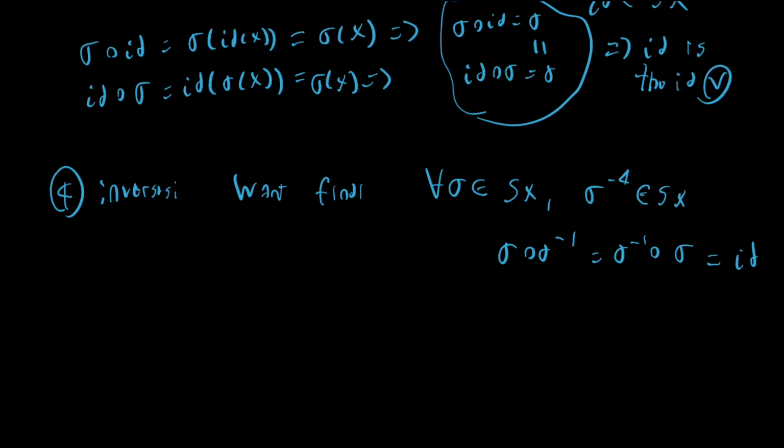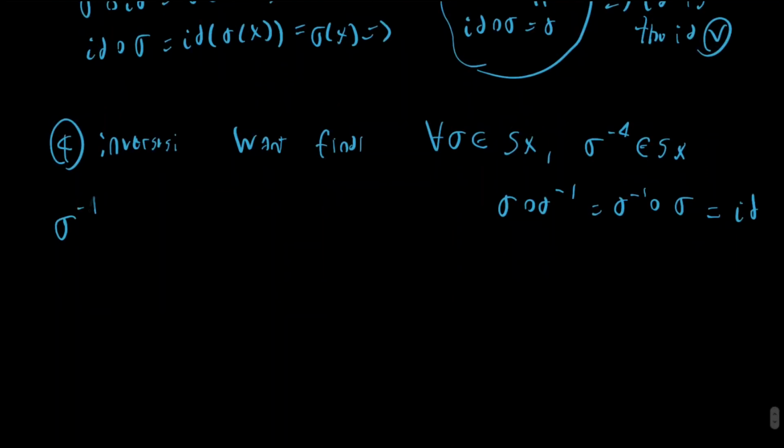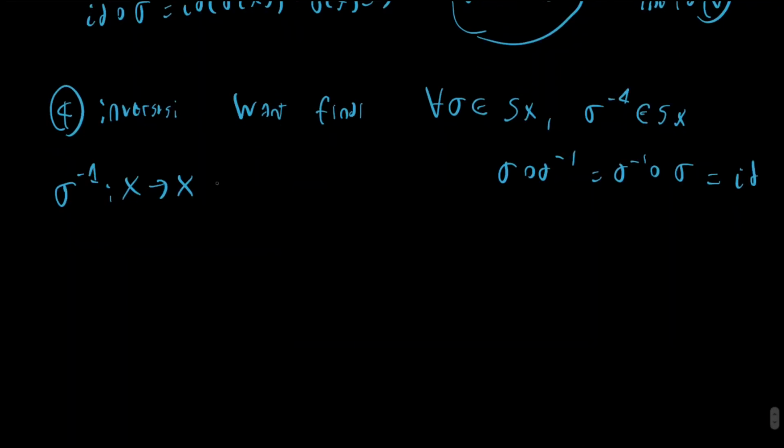Well, we're going to call our function sigma to the minus 1. We're going to still require that this is a function from X to X. We're going to define it in the following way. We're going to say that sigma to the minus 1 of b is going to be equal to a if and only if sigma of a is going to be equal to b, for a and b in X.